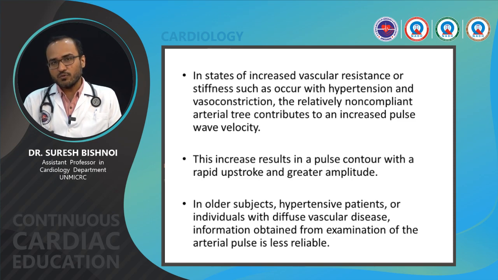In patients who are very old, sometimes you appreciate that the pulse is of very good volume, but this is less reliable, because in patients with increased age, even with a low volume pulse, we feel the volume is very good. This also occurs in patients with long-standing hypertension, diffuse vascular disease or arteriosclerosis. So in patients with hypertension, arteriosclerosis and old age, examination of the pulse for volume is less reliable, because there is a false sense that there is an increased volume or a low volume.